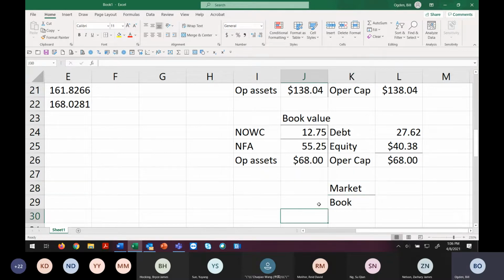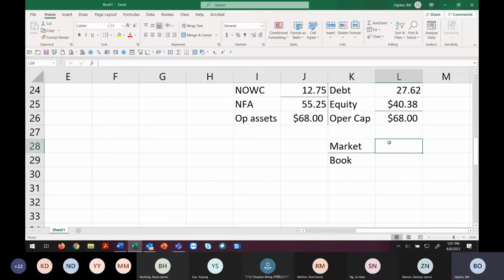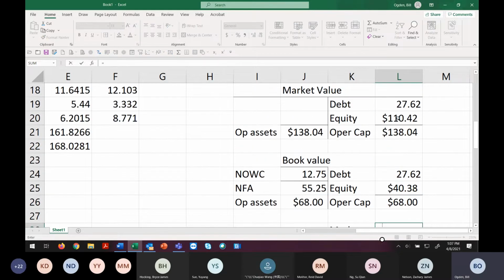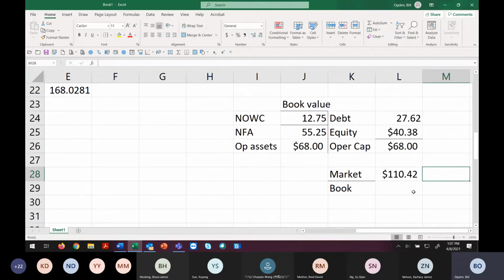Where do we get the market value of the equity? Right here. Where do we get the book value of the equity? Right here. So let's just see what they are. Let's get the book.